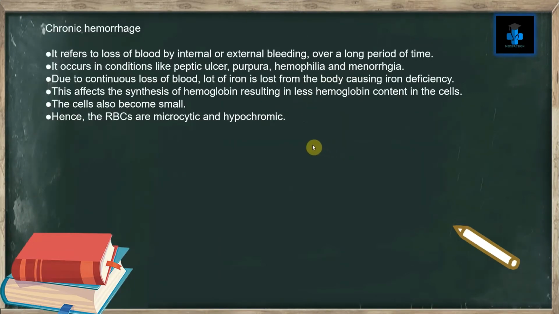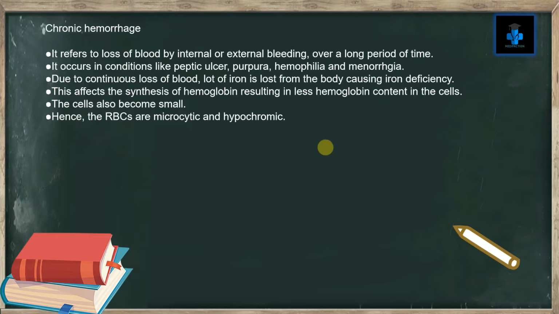Now there is chronic hemorrhage. It refers to loss of blood by internal or external bleeding over a long period of time. It occurs in conditions like peptic ulcer, purpura, hemophilia, and menorrhagia. Due to continuous loss of blood, a lot of iron is lost from the body, causing iron deficiency.